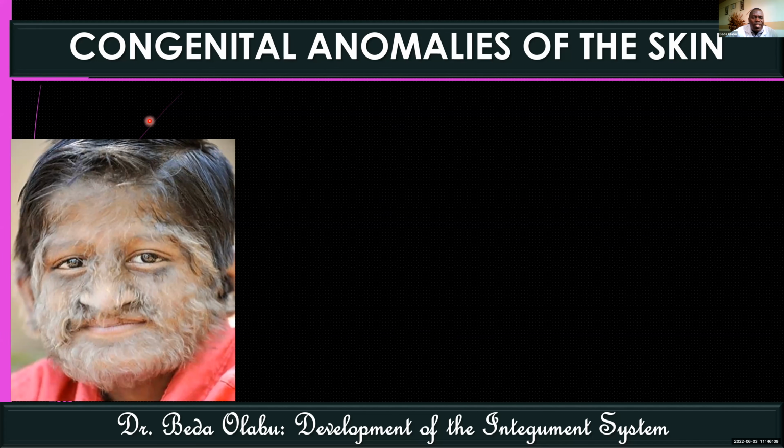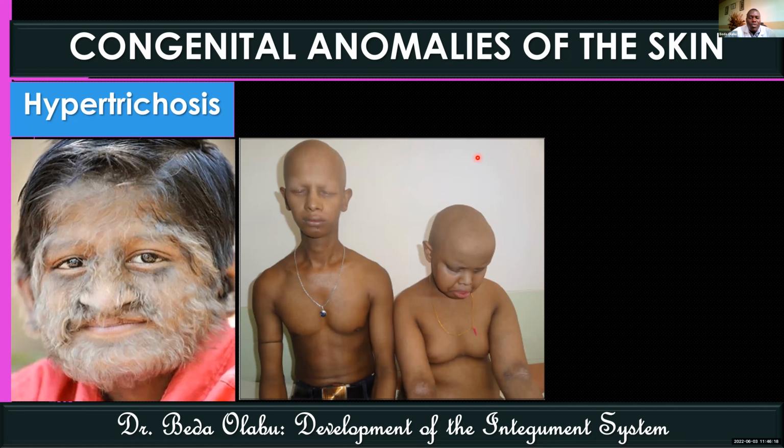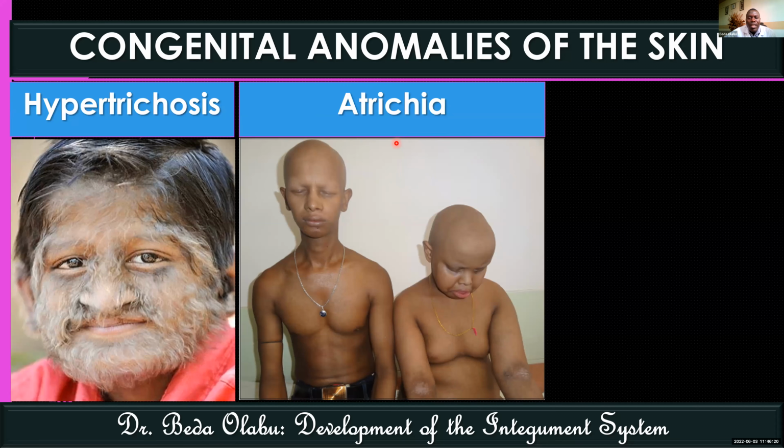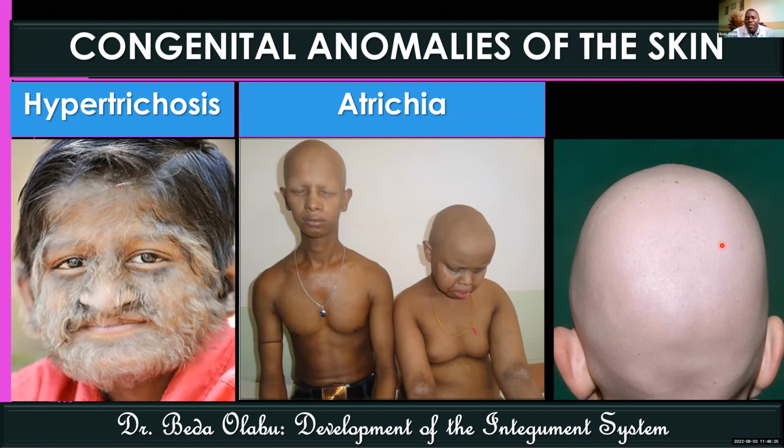May have abnormalities concerning growth of hair, like in this particular person, there's an excess hair, we call that hypertrichosis. You may also have deficient hair, which we call atrichia. Congenital atrichia is absence of hair. If you have absence of hair on the scalp, then we call that one alopecia. Alopecia is absence of hair on the scalp. Alopecia could be congenital or acquired, could be partial or total.